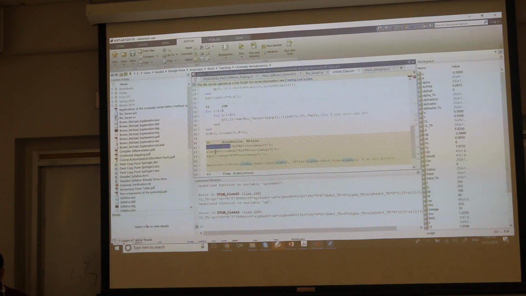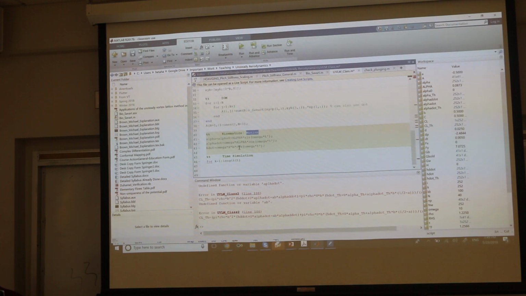Alpha is sine, so alpha dot is cosine, this should be positive. And the same for h. H is sine, so h dot is cosine, we did that. And then this is the motion. Let's get this and put it inside the time simulation. So this is our kinematics, or motion of the airfoil.